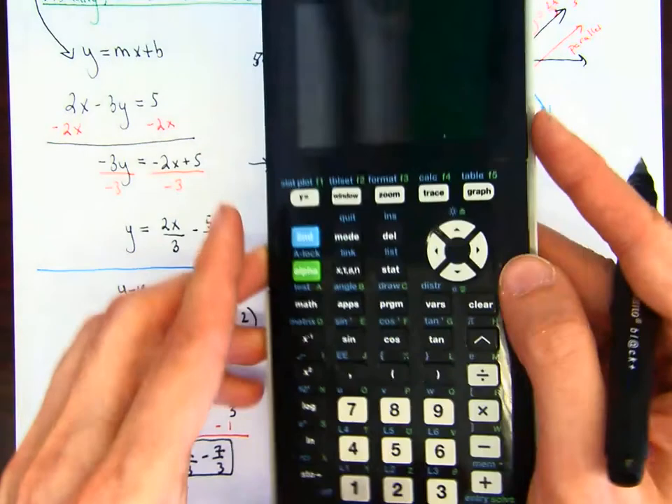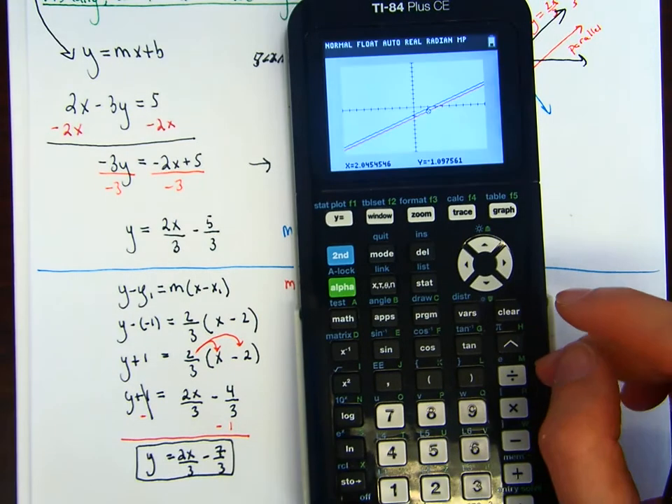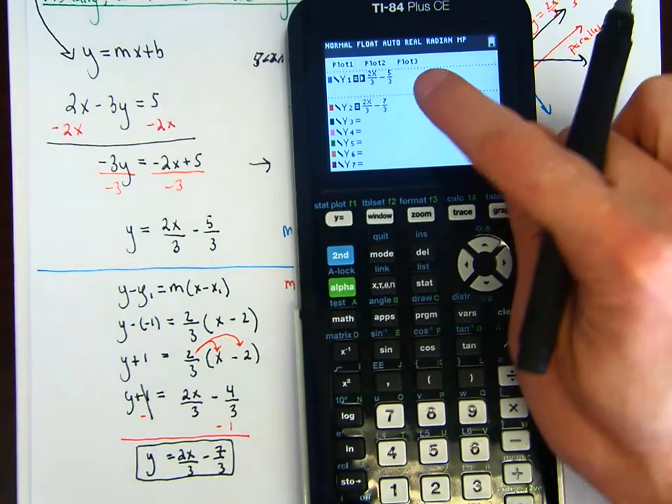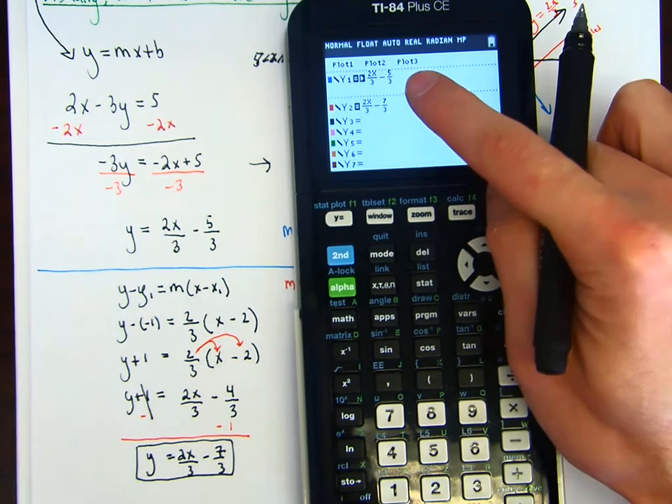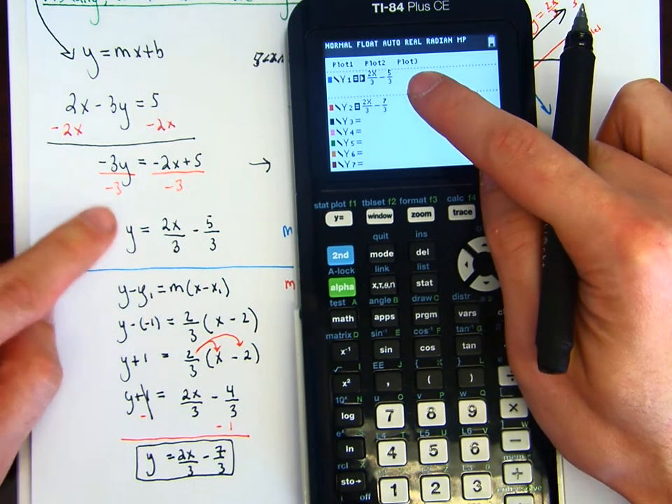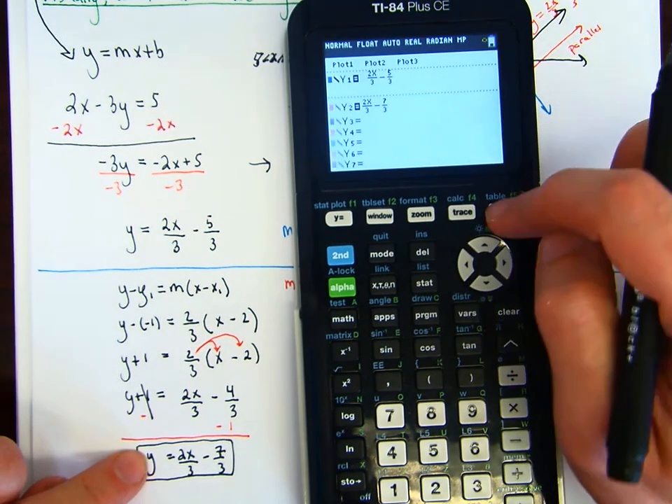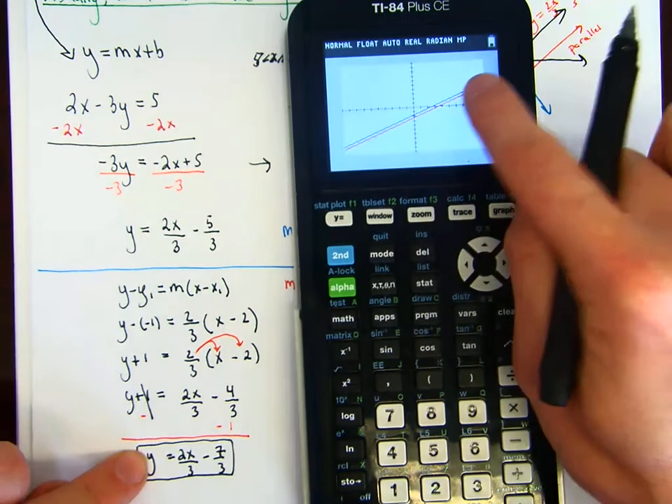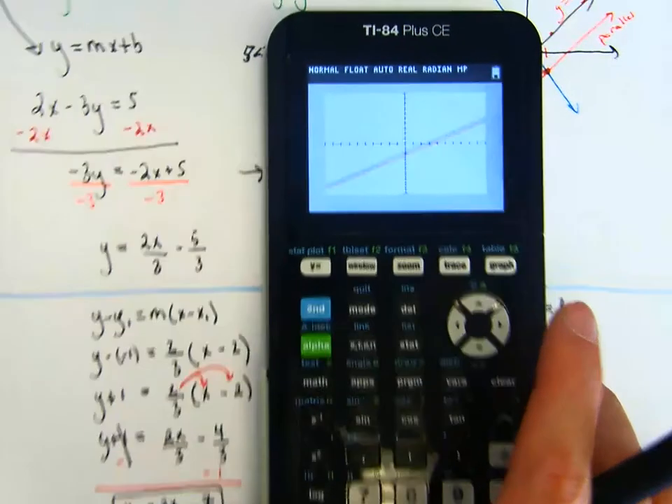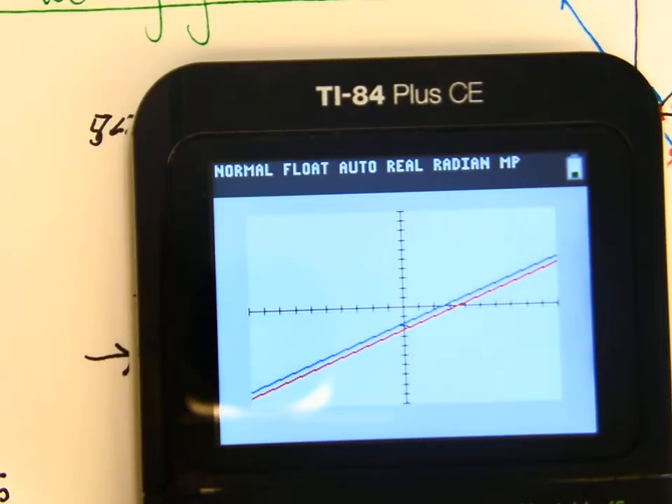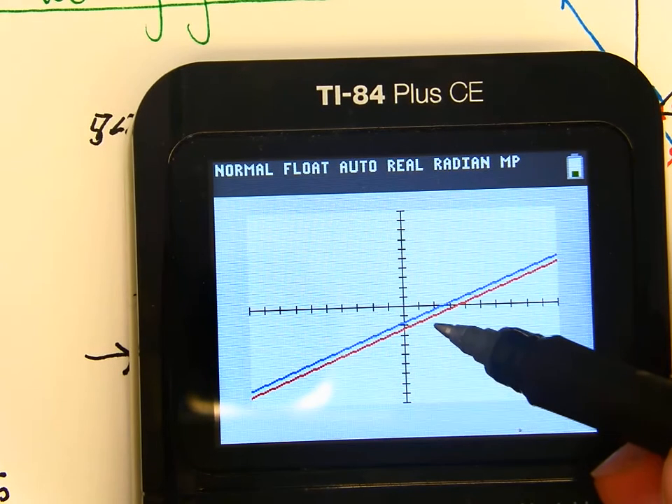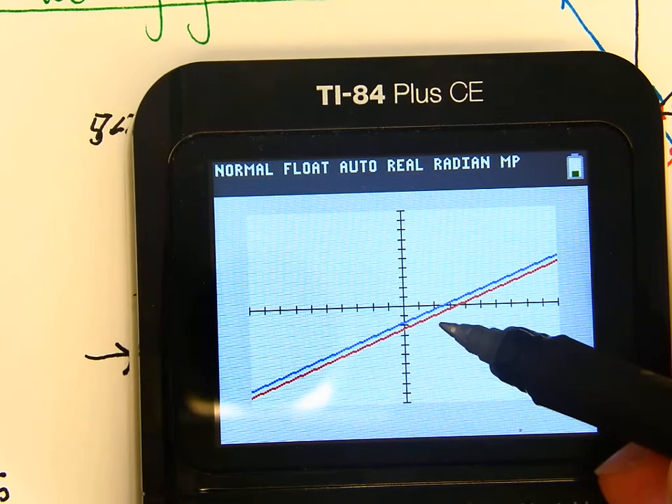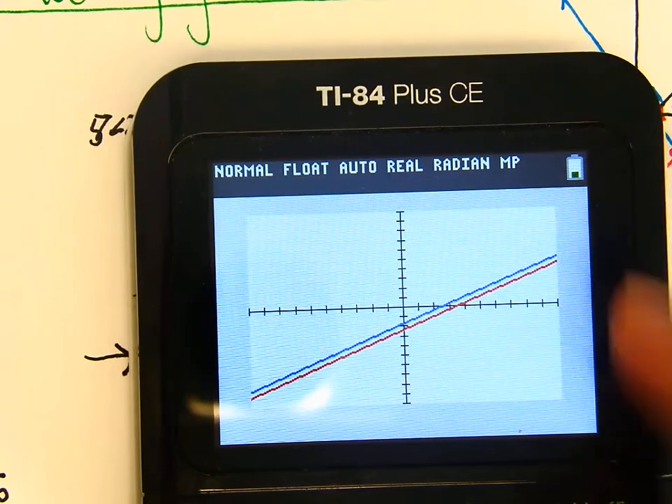Visually, let's take a look on the calculator just to make sure. Y equals, this was the first equation here. This is the second one here. Notice when I hit graph, these two lines don't intersect, they're parallel. And the red line over here intersects the point 2, negative 1.